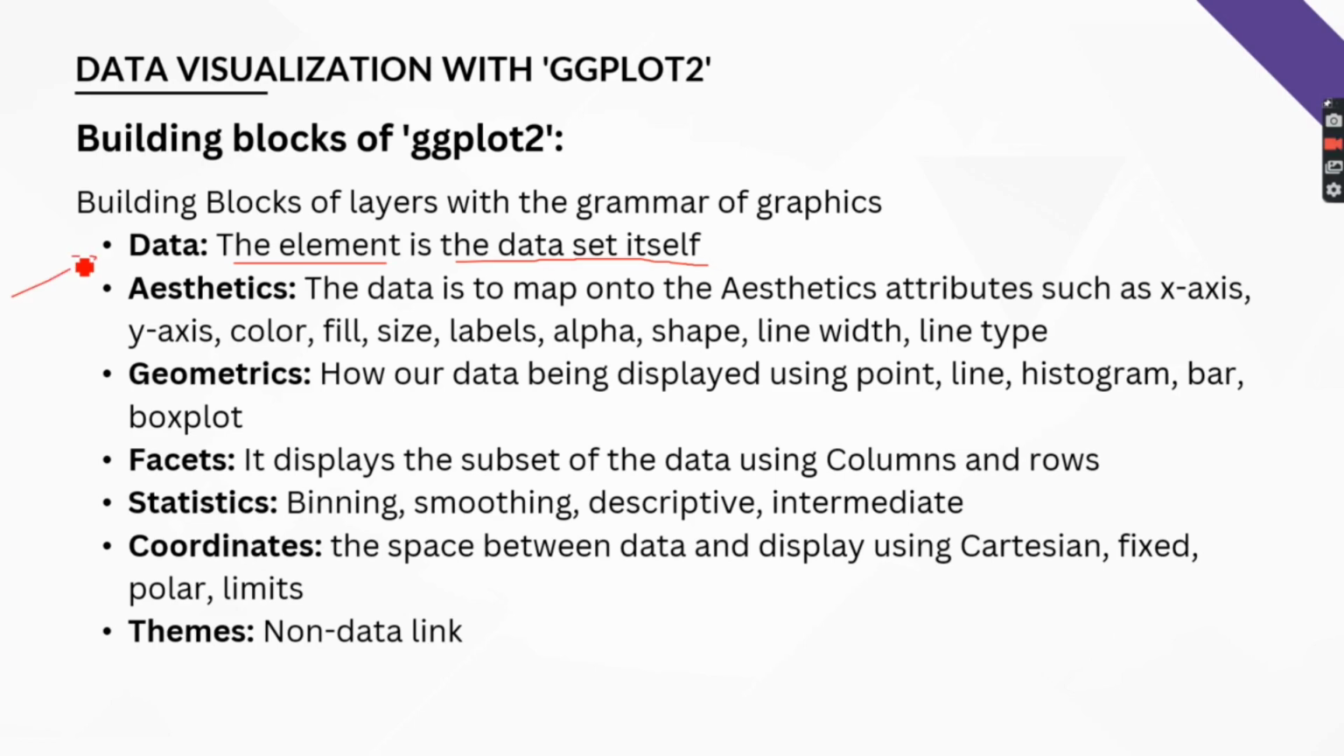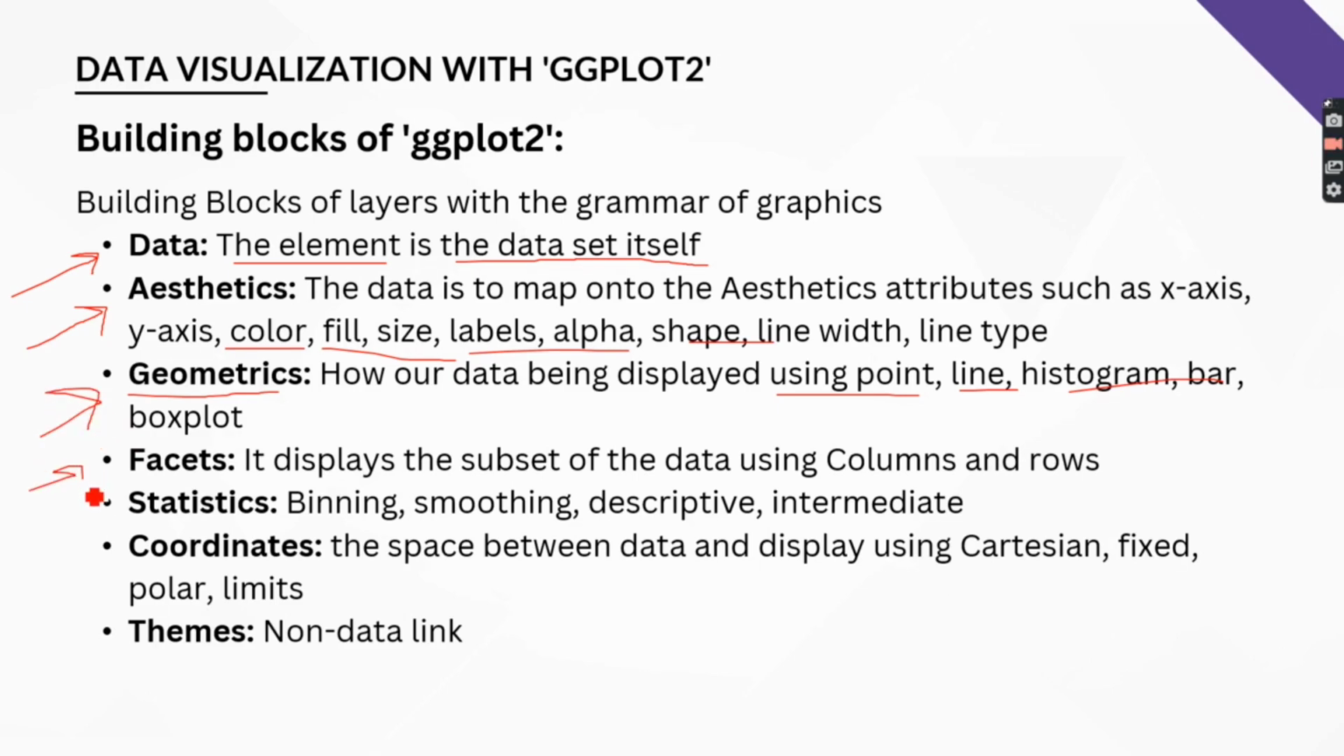Here we tell ggplot2 which data we are going to use. Then we have something called aesthetics. That is, we map the data into aesthetics like x-axis, y-axis. We color it, we size it, we label it, we shape it. Then we have something called geometrics, like how our data is being displayed using point, line, histogram. This is where we choose what kind of display we want.